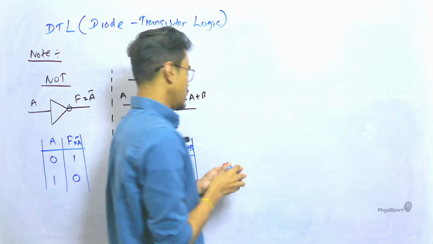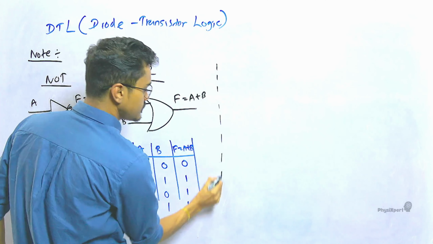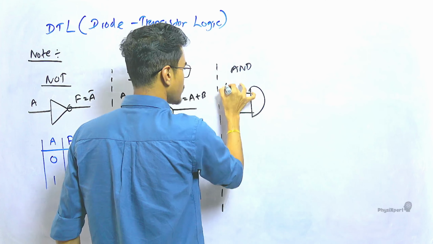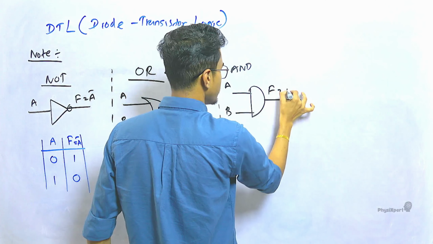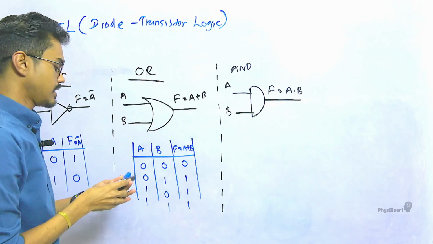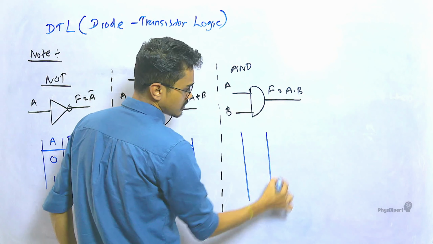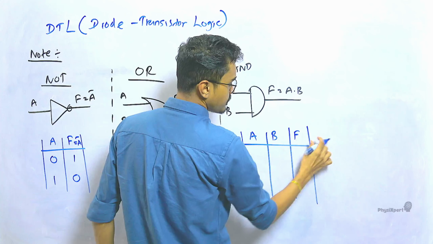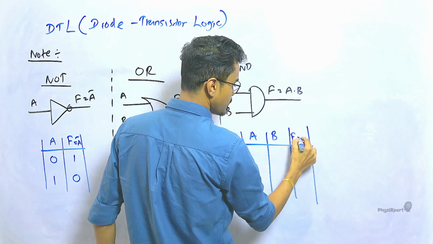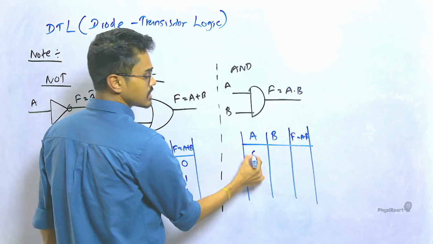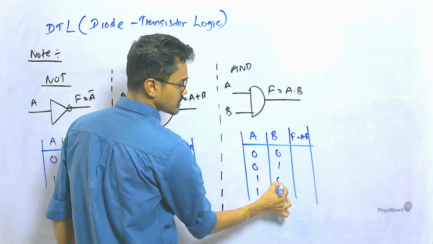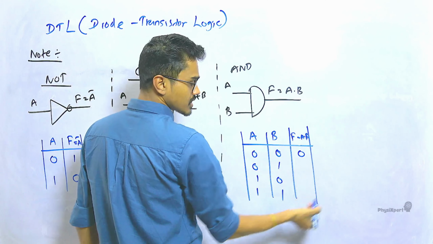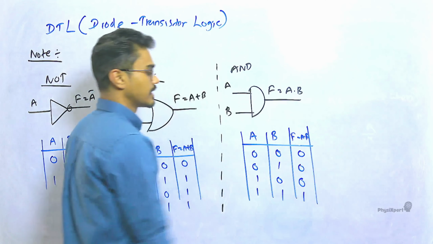About the OR gate. And about the AND gate, the circuit symbol is this, A, B, say the output F is A dot B, that is called A and B. And the truth table is like this: A, B, and F here is A dot B. Then 0, 0, 1, 1, 0, 1, 0, 1. When both are 0, the output is 0; when one is 0 and the other is 1, it is still 0; only 1, 1 gives 1.